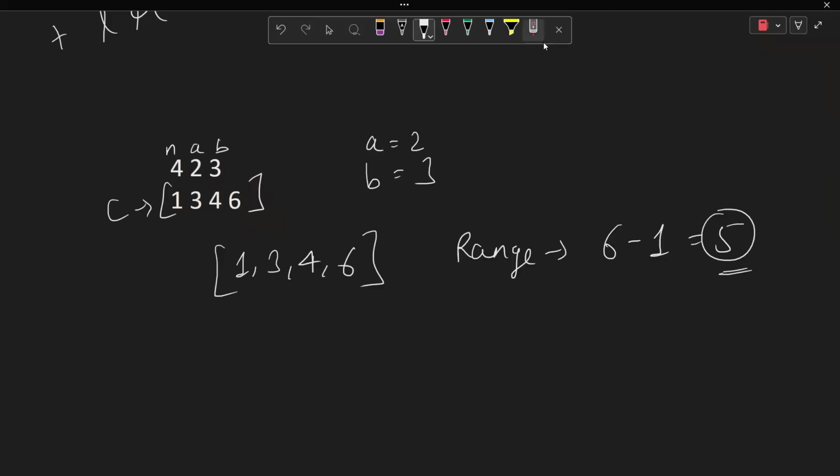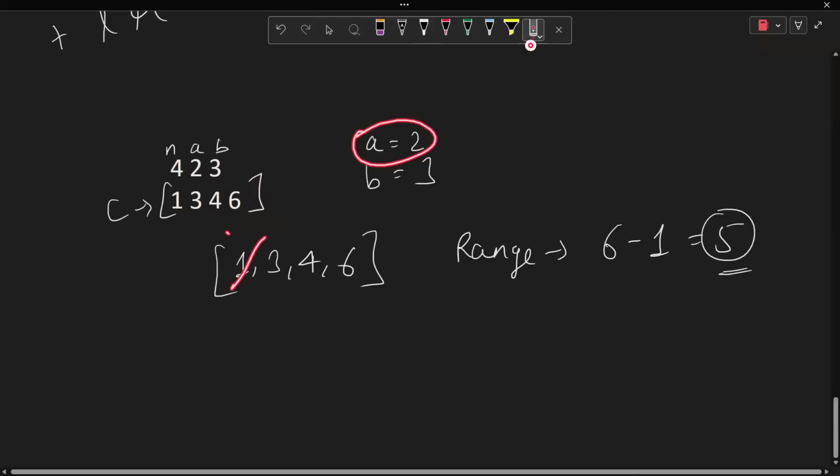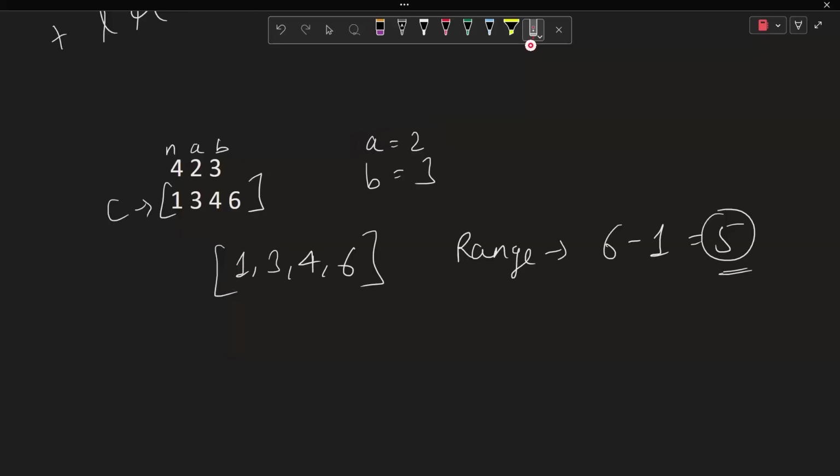How can you decrease this range? You have operations of two types. Either select an element and increment it by A, so increment it by 2, or select an element and increment it by B, increment it by 3. You can perform any of them and find the minimum range you can get.